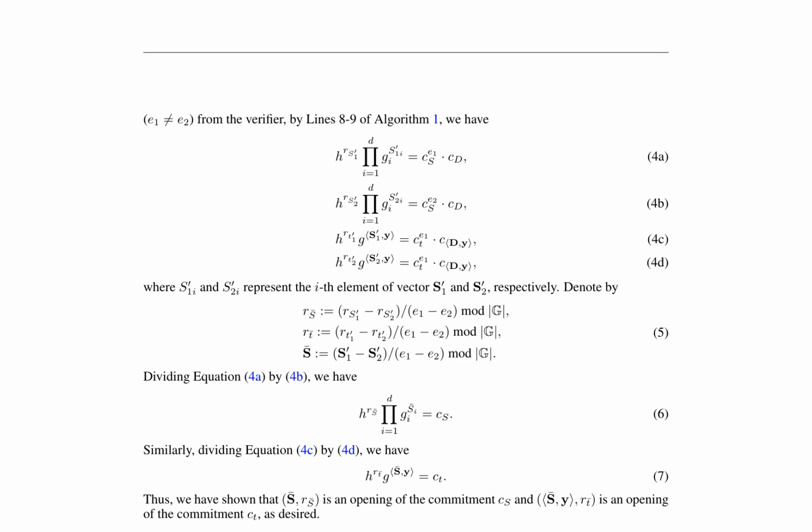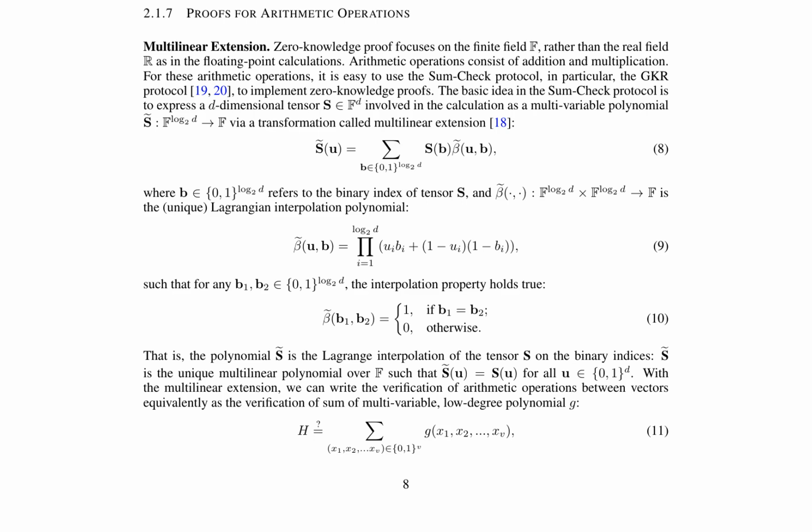The paper discusses a cryptographic protocol based on the Pedersen commitment, enabling the prover to prove knowledge of witnesses S and T without revealing them. The prover sends commitments of S and T, and the verifier sends a challenge E. The prover computes S and RT, and sends them back to the verifier, who checks for consistency. This protocol uses multilinear extension for zero-knowledge proofs of arithmetic operations, enabling the verification of arithmetic operations between vectors to be equivalent to the verification of the sum of multivariable, low-degree polynomials.